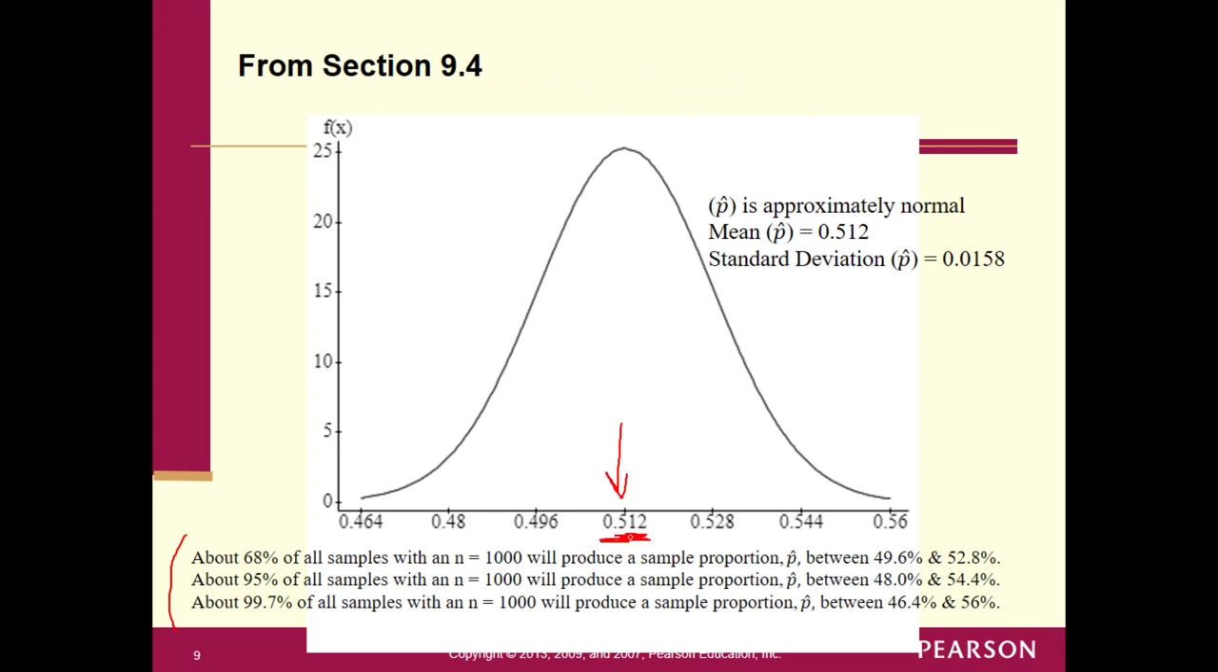Our p-hat could have been located here, or over here. Let's say it was located here. What we're doing with the confidence interval is starting with p-hat. We go out a couple of standard deviations this way, and a couple of standard deviations this way. And we say that we're pretty sure that the population proportion p is located between here and here. Notice that we captured 0.512 in that confidence interval. That's the whole idea.